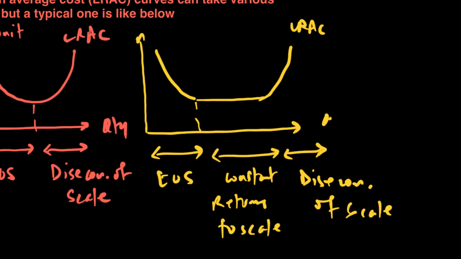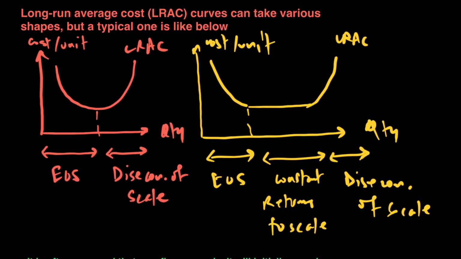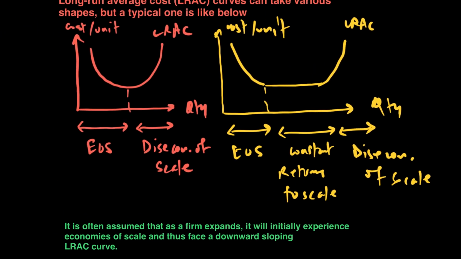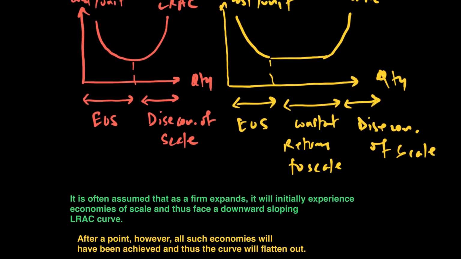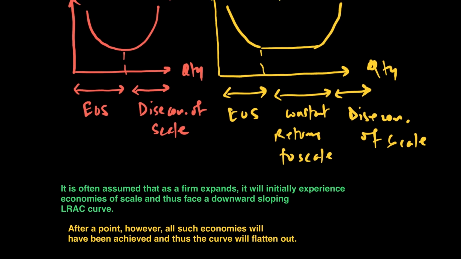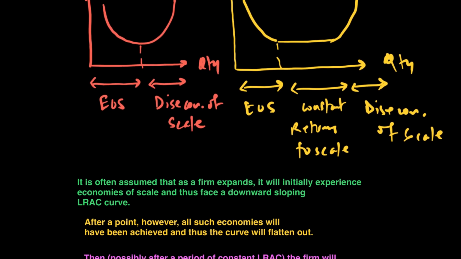So that's your cost, the quantity, and this is your cost per unit. So guys, I want to show two shapes that are out there. It's normally assumed that the firm, as it expands, will initially experience economies of scale and have an LRAC that is going down, but after some point all such economies of scale that we have achieved will end, and the curve will flatten out. So we have a curve that is flattening out here.